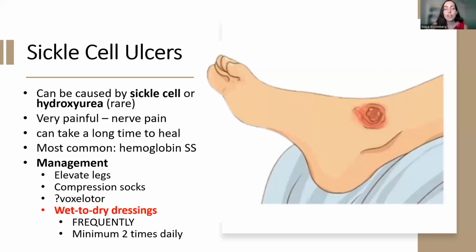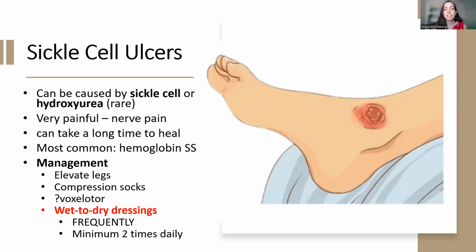Sickle cell ulcers are a complication of sickle cell disease, but they can rarely be a side effect of hydroxyurea as well. It's essentially a skin breakdown or ulceration. It most commonly happens on the ankles or on the top of the foot, and they're very painful and take a very long time to heal. It most commonly is seen in hemoglobin SS, and it's really related to the anemia and the hemolysis.